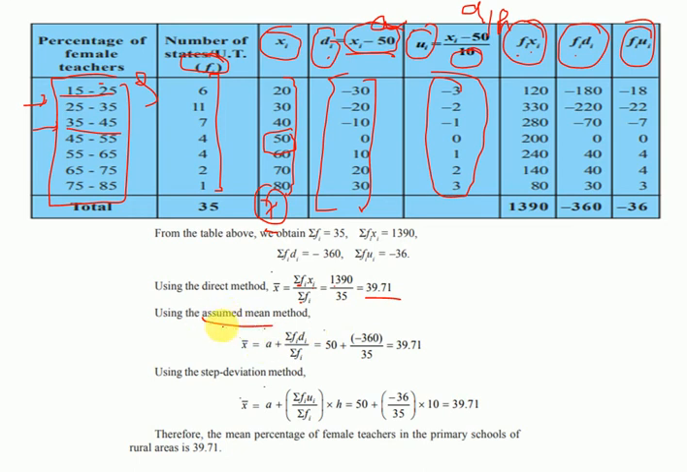39.71. Then the assumed mean method, that is a plus sigma fidi upon sigma fi, that is 50 plus minus 360 upon 35, that is 39.71. And the step deviation method, a plus sigma fiui upon sigma fi into h, that is 50 plus minus 36 upon 35 into 10, and you will get 39.71.